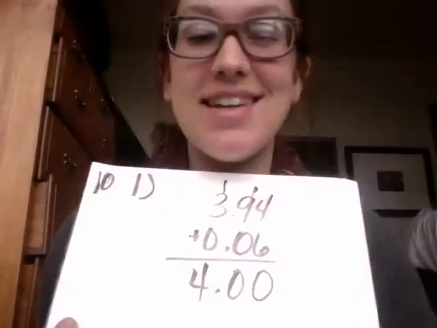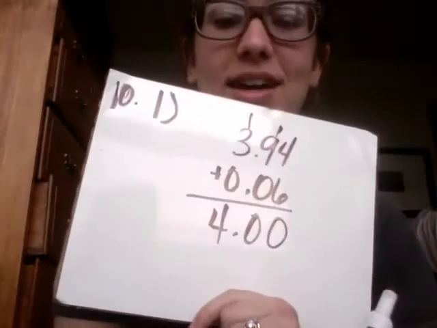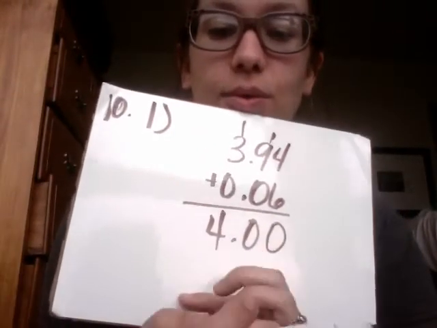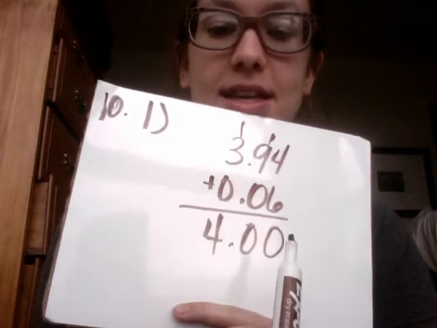And let's do L together. This is 3.94 plus 6 hundredths. Okay. Alrighty. You probably could have seen it and known what to do in your head. I like to write it out. So here we have 4 plus 6 hundredths.